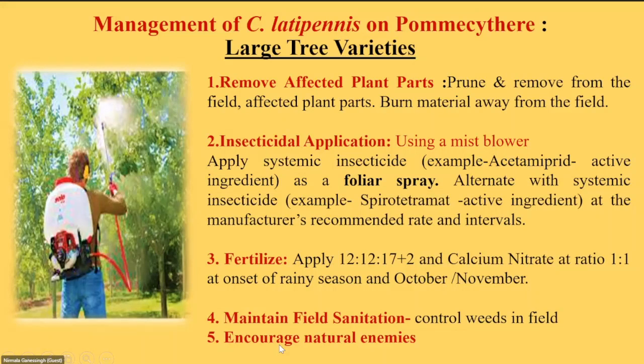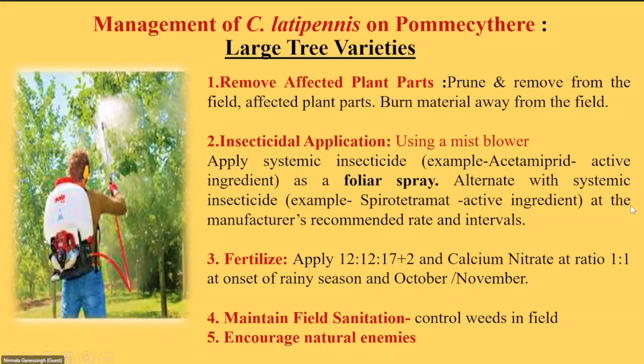This slide shows management strategies for the psyllid on large regular tree-type varieties of the Pommecythere plants. So these are large adult trees we're talking about now. Number 1, remove affected plant parts. Prune and remove from the field affected plant parts. Burn material away from the field.